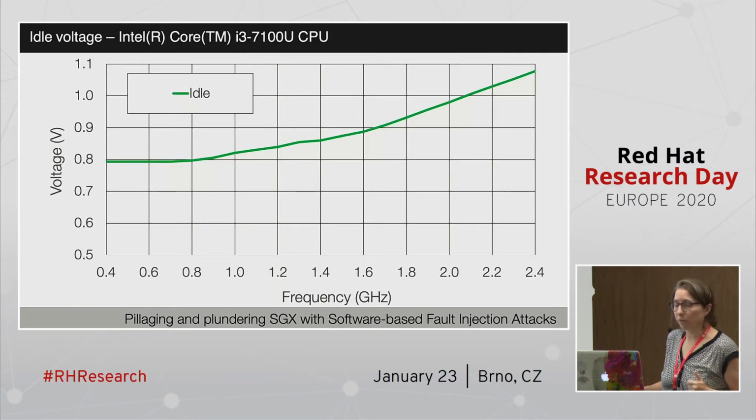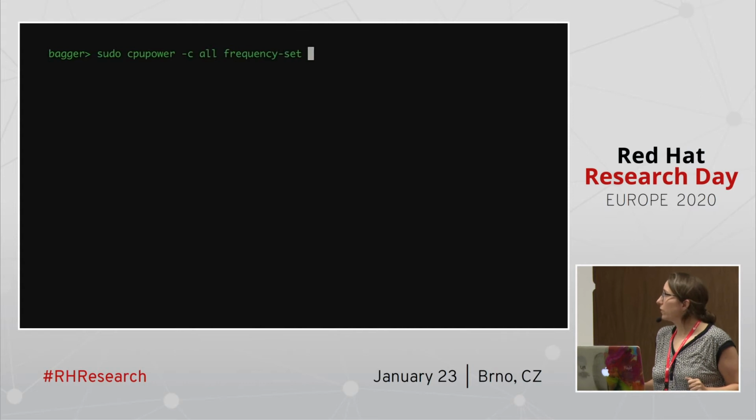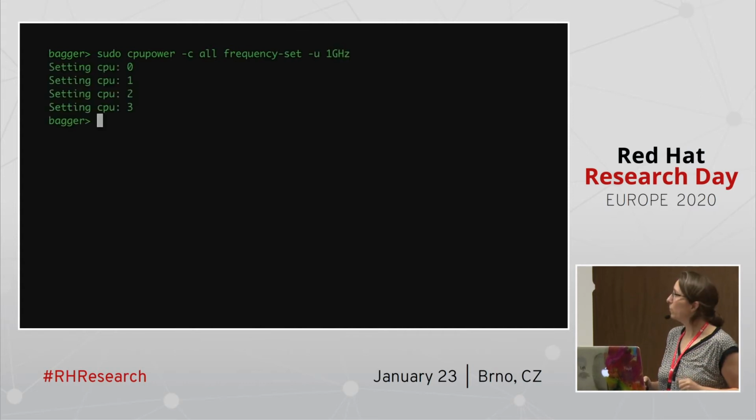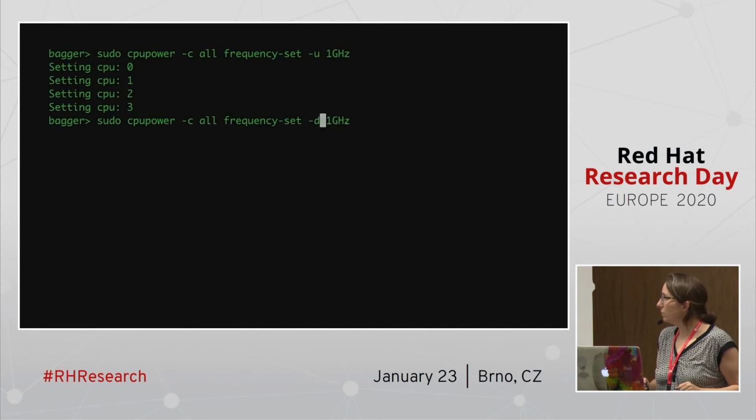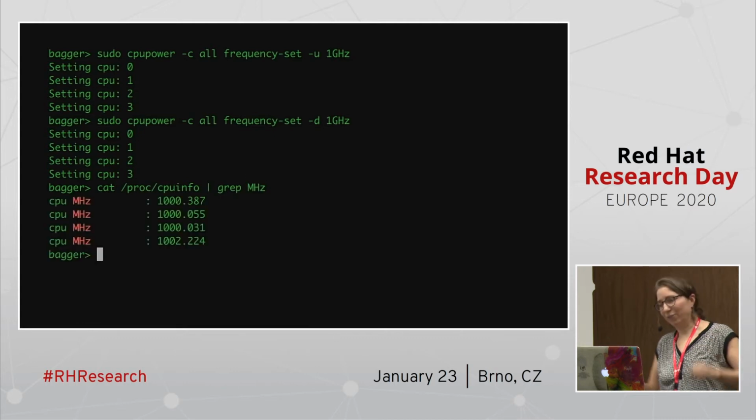Then I decided to undervolt, and this is how you undervolt. The first thing I wanted to do was to set my frequency. That's actually not very hard, because there's a nice little app called CPU Power that will do it for you. You say, make my maximum frequency 1 gigahertz. Make my minimum frequency 1 gigahertz. My computer is now running at a frequency of 1 gigahertz, yes, that's magic.